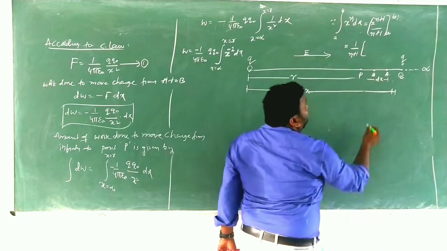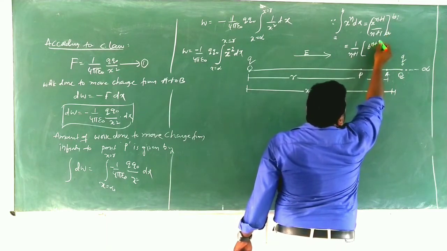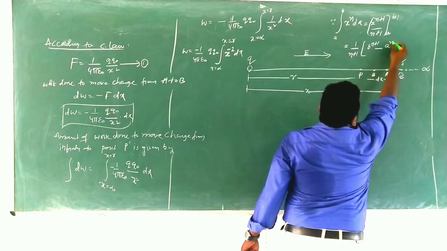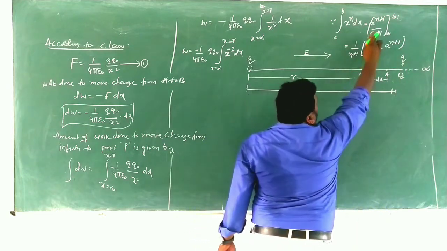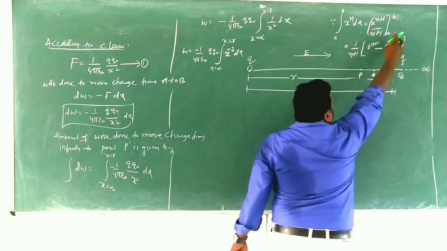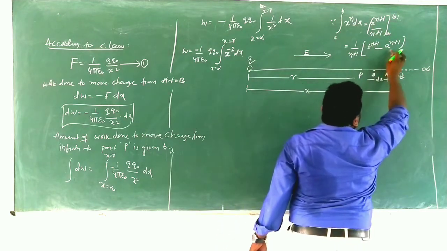Now after that you have to substitute the limit values. First you have to substitute the upper limit: b to the power of n plus 1 minus a to the power of n plus 1. First we have to write the upper limit where we have x, b to the power of n plus 1, minus, after that, the lower limit a to the power of n plus 1.